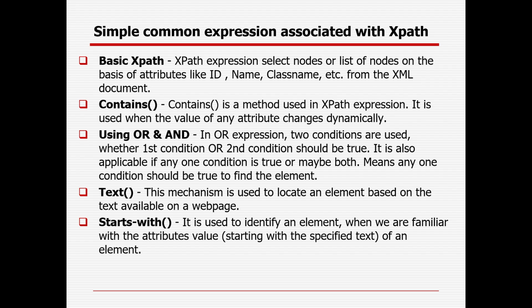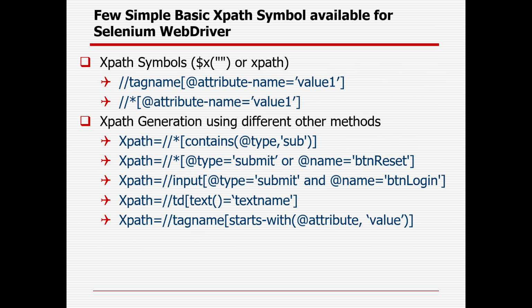So you can have some basic XPath with ID, name, class name, all this stuff. We can use contains keyword sometimes. In case something is not working, we can use or and multiple conditions. We can use starts-with. This is the way we can do it. Okay. So these are the symbols. I will cover what are the ways you can write it.